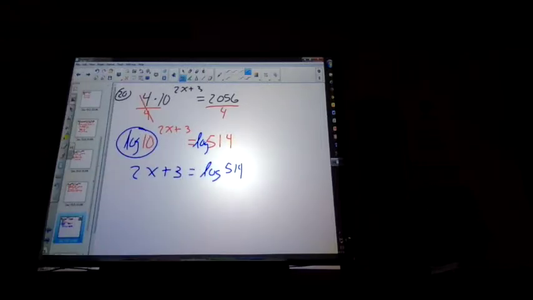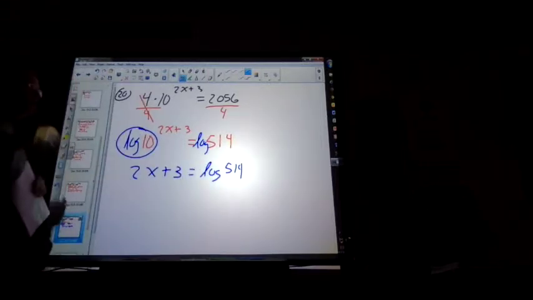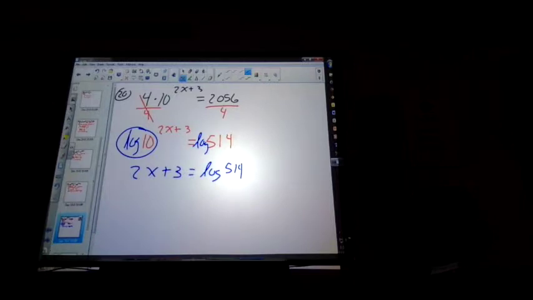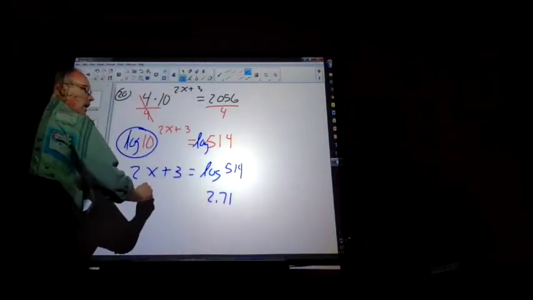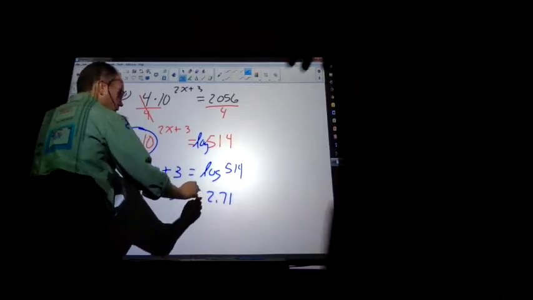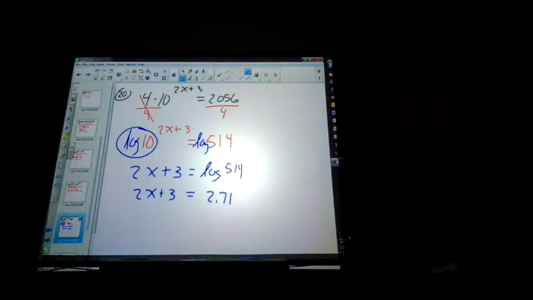This would probably be a calculator problem to work on. So anyone have a calculator out real quick? If so, can you tell me what log 514 is to 2 decimals? Thank you. 2.71 equals 2x plus 3. And then we're going to solve that. So subtract 3, divided by 2.